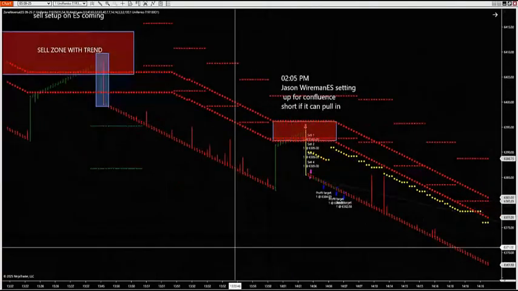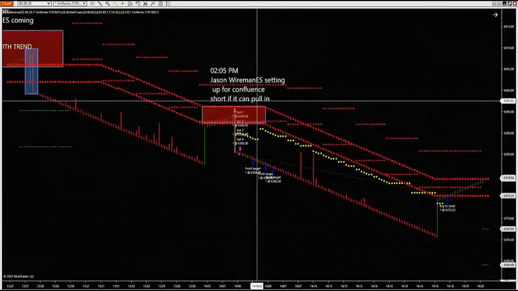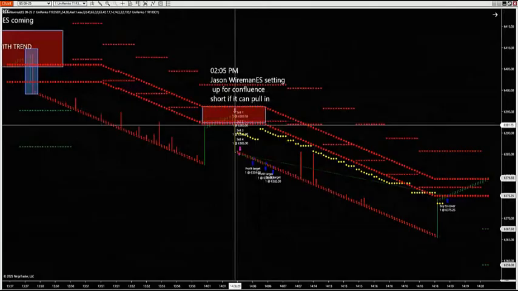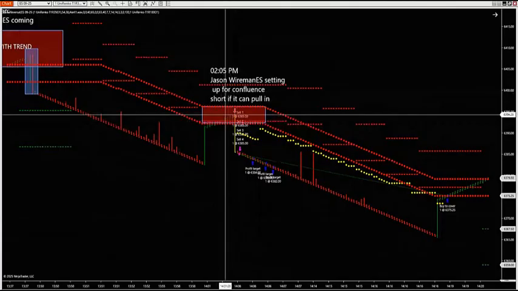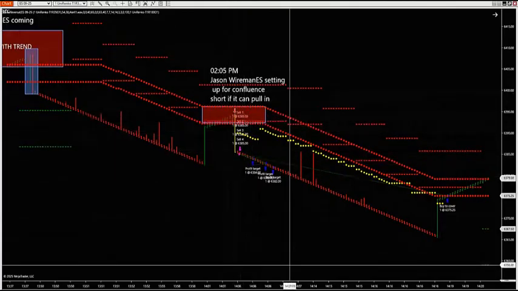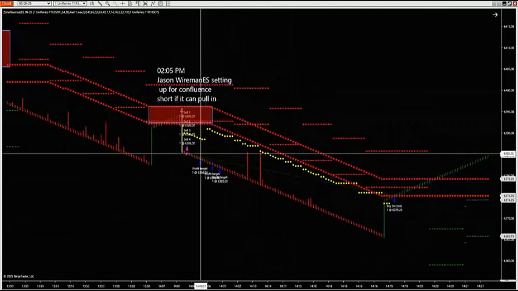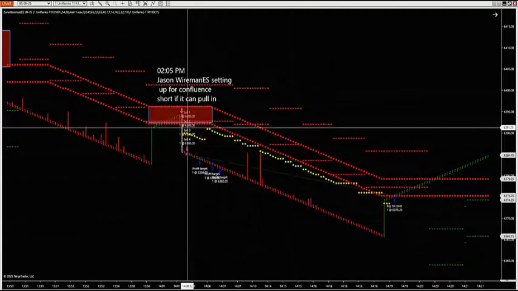This is the big one though. This is the big one, 2:05 p.m. ES setting up for confluent short if it can pull in. I was right on top of that in the room for you guys. And sure enough, it got inside of my regular zone, and then it got pulled in with the yellow trigger, and the market just got cranked to the downside. So you can auto trade that if you want, or you can manually chart trade that yellow trigger candle.